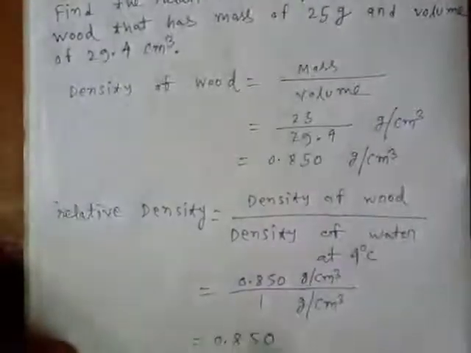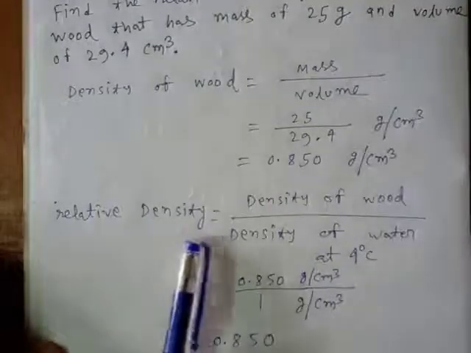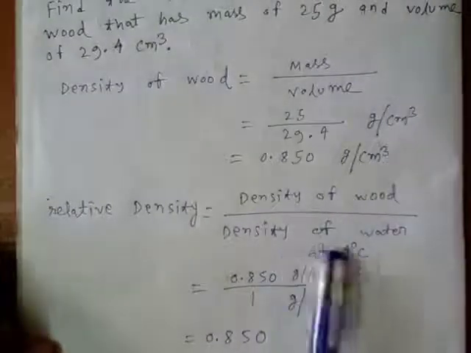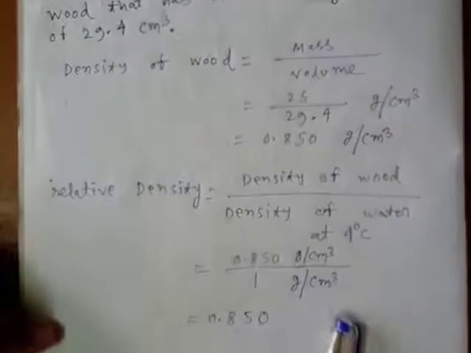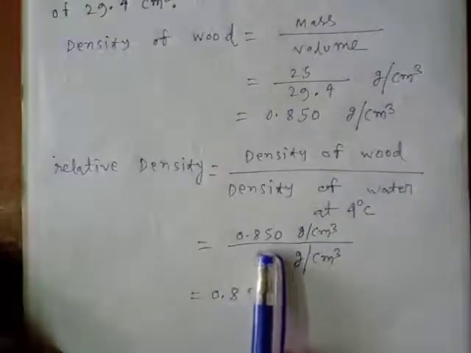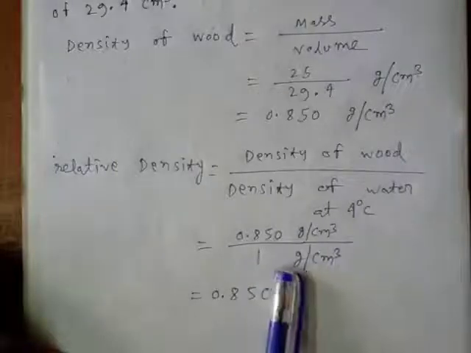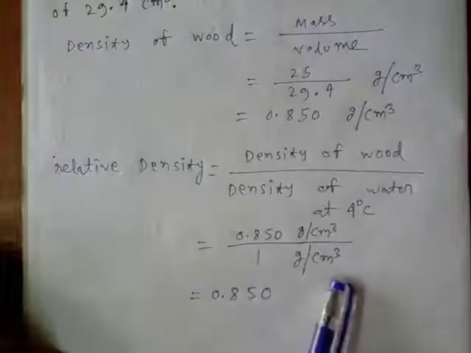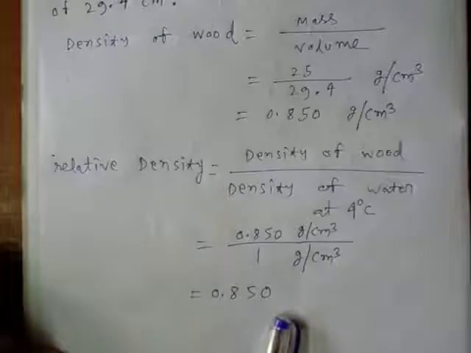Now we have to find relative density of the wood. So relative density of the wood is given by density of the wood divided by density of the water at 4 degrees centigrade. So density of the wood, we have already calculated, 0.850 gram per centimeter cube, divided by density of the water at 4 degrees centigrade, which is 1 gram per centimeter cube. So the relative density will come 0.850.